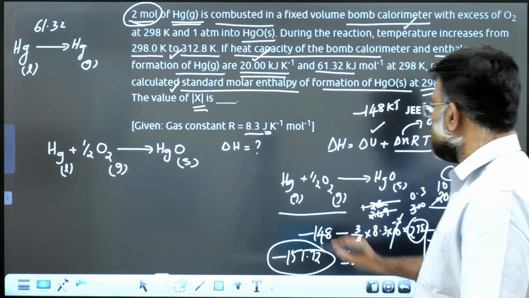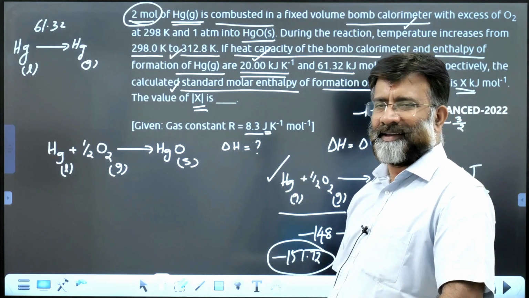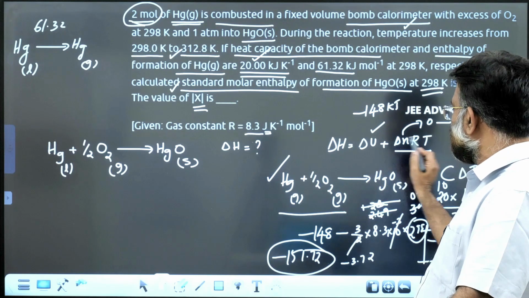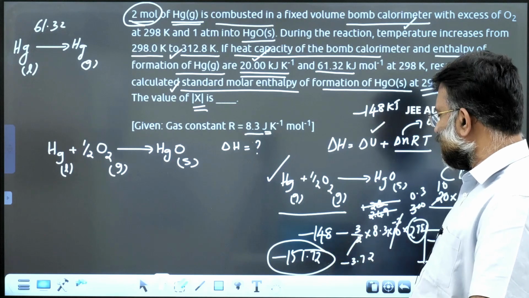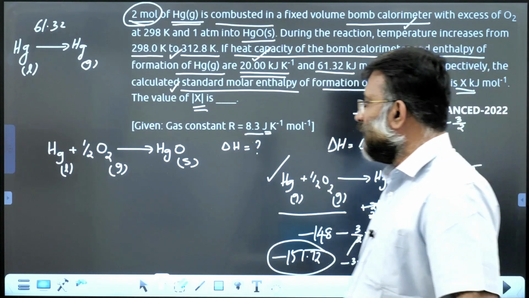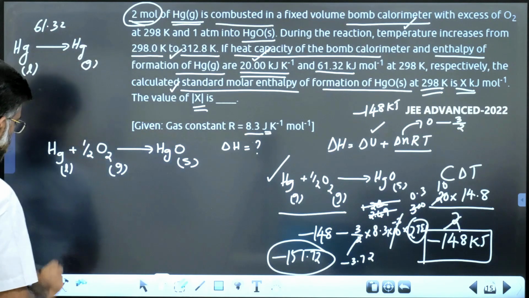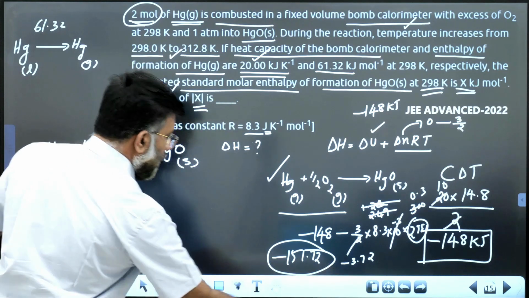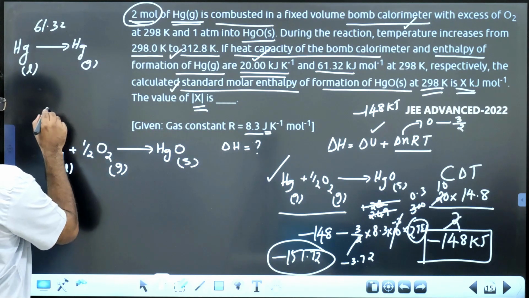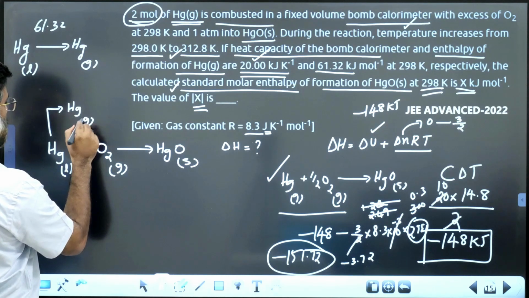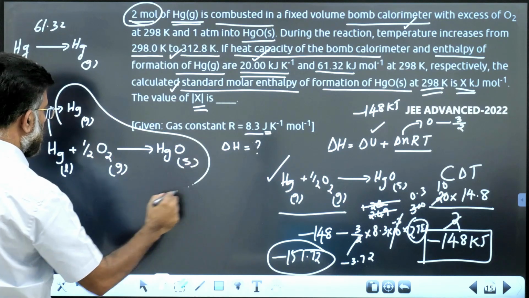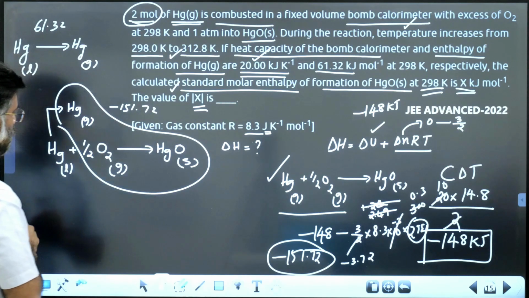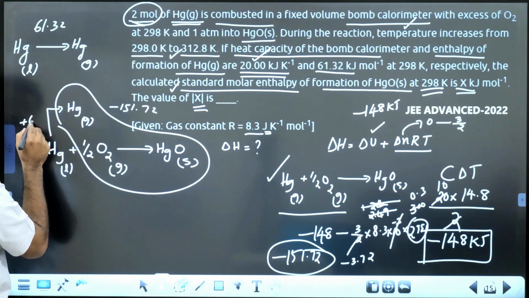That is delta H for this reaction. How do we find out? Delta H is equal to delta U plus delta nRT. So calculating that, we get delta H for this process. We want delta H for this process, and you see the difference. It is Hg liquid, and it should be converted to Hg gas and then proceed with the reaction. This one we have the value minus 151.72, while this value is given as plus 61.32.